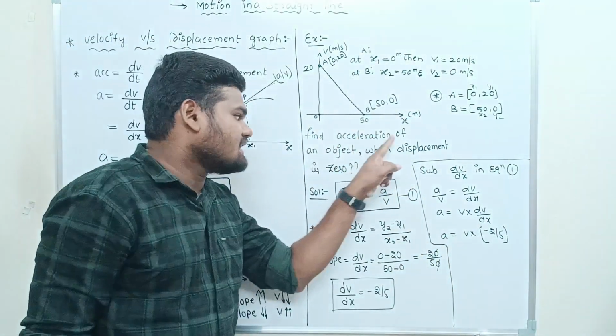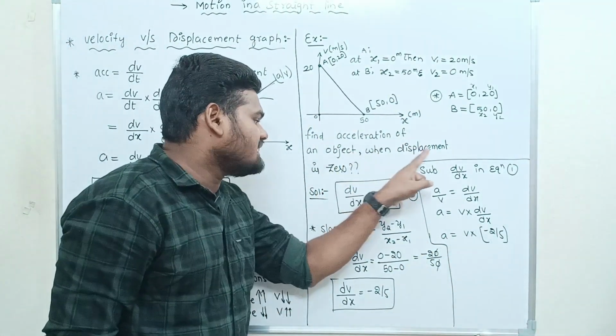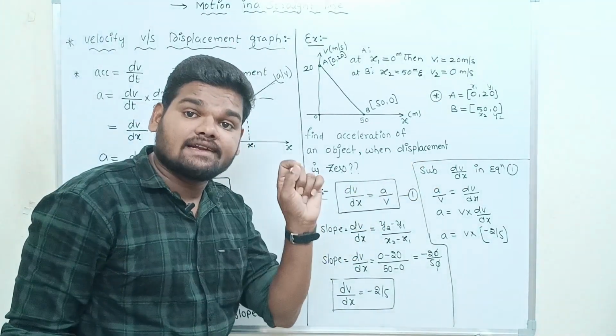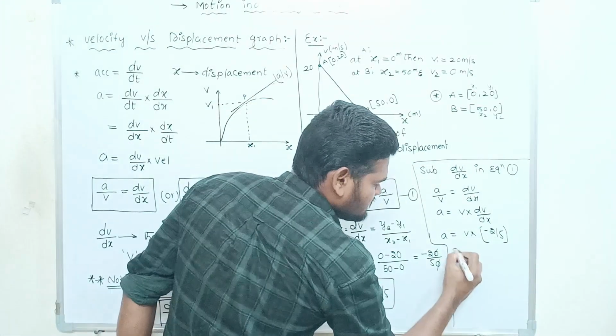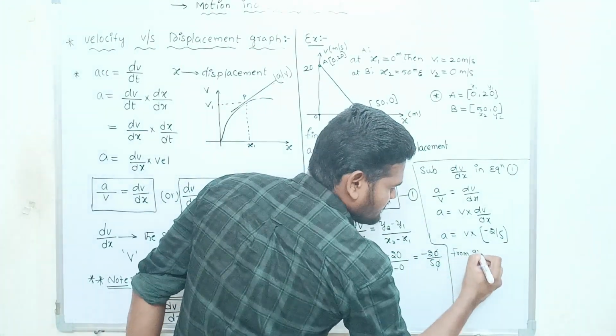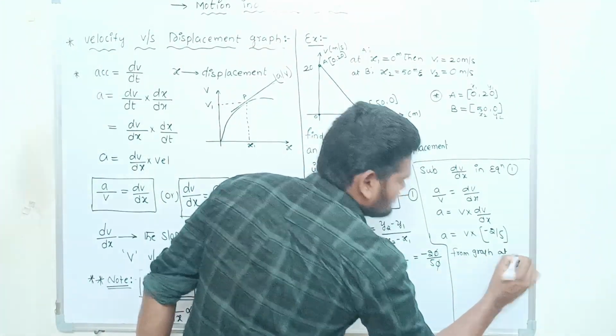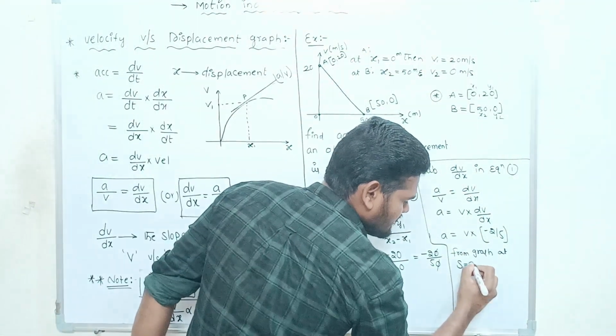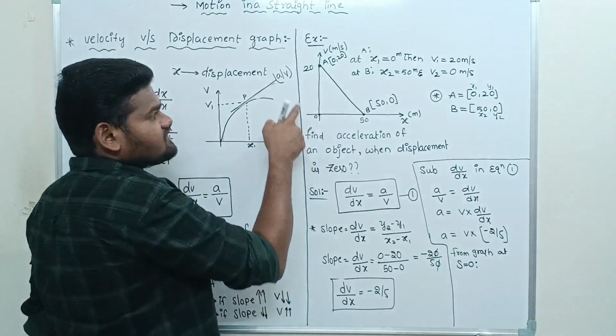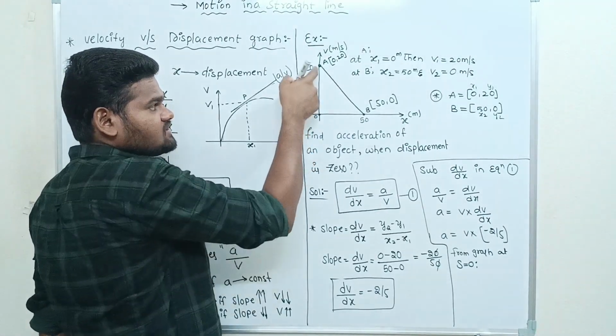We have to find the acceleration of the object when the displacement is 0. Have a look at the graph, at the figure. When the displacement of the object is 0, what is its velocity at displacement x equal to 0?